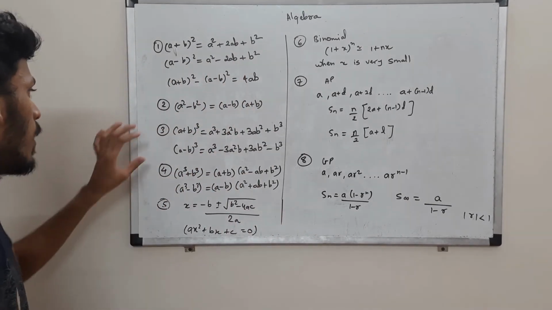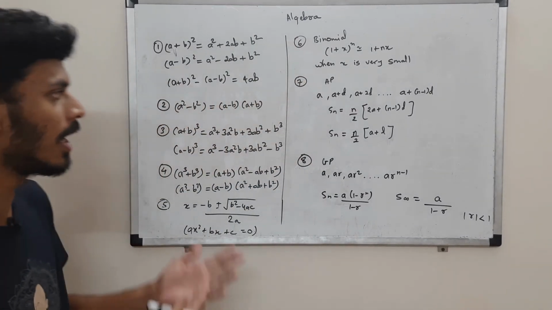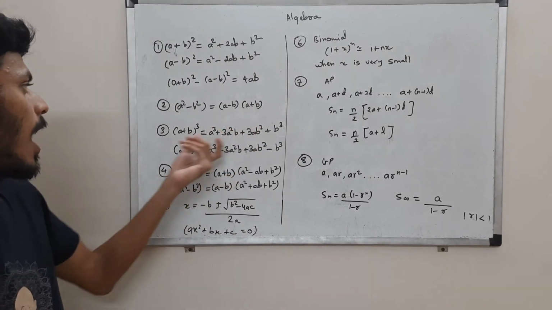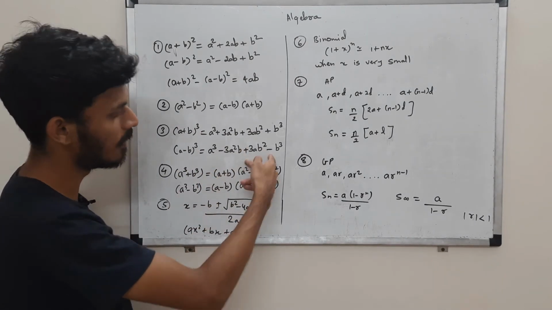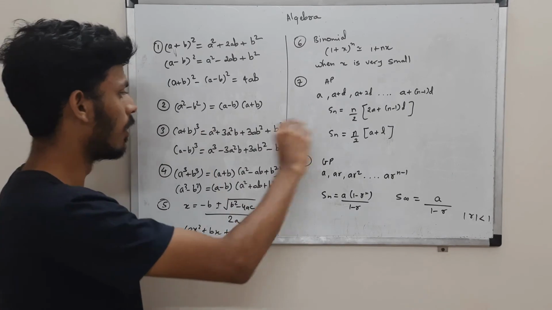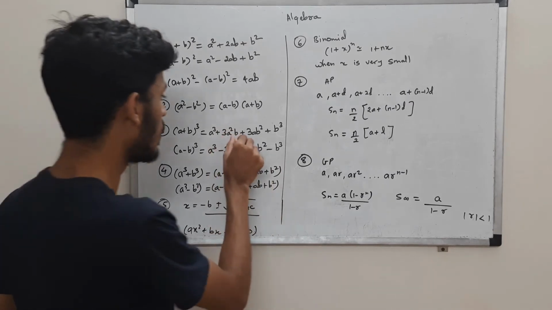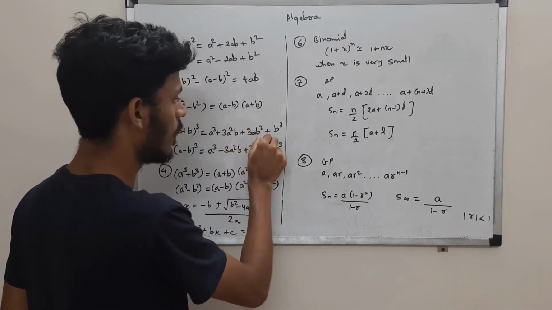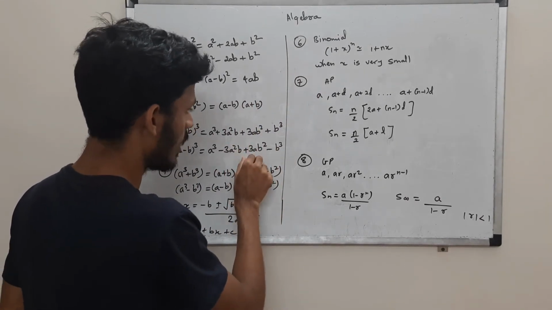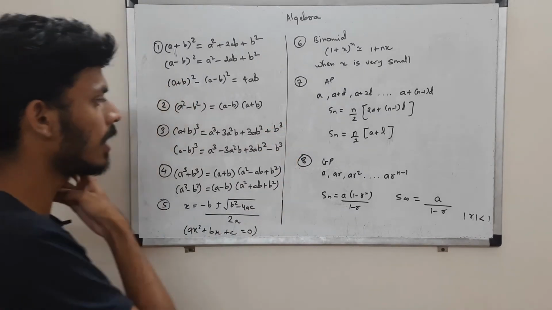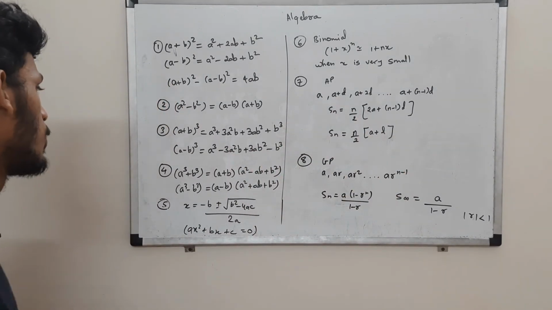Then we have a square minus b square, that can be factorized as a minus b into a plus b. Then third one, we have a plus b the whole cube, that can be written as a cube plus 3a square b plus 3ab square plus b cube. If you have a minus b, you just have to alternate the signs: a cube positive, this negative, this positive, this negative. Or you can substitute minus b in place of b. Here it is squared, so it stays positive, and here when you substitute negative b, it will become minus b. Either way you can do it.